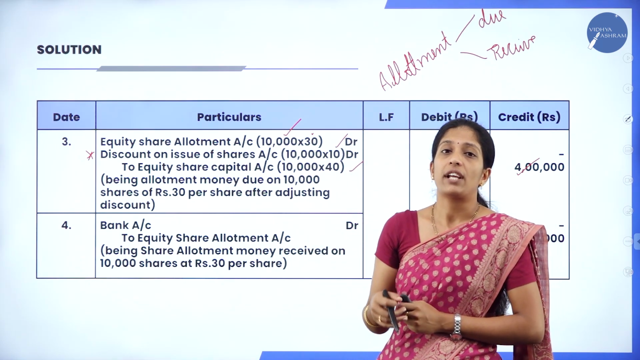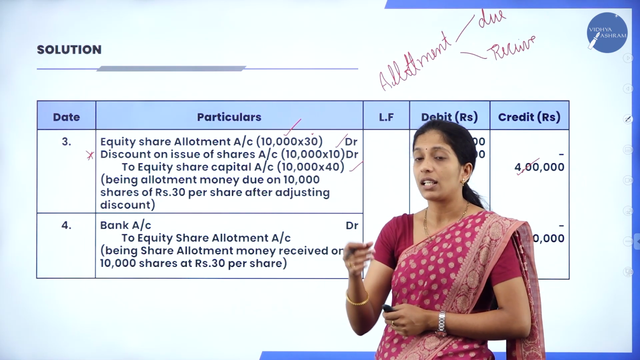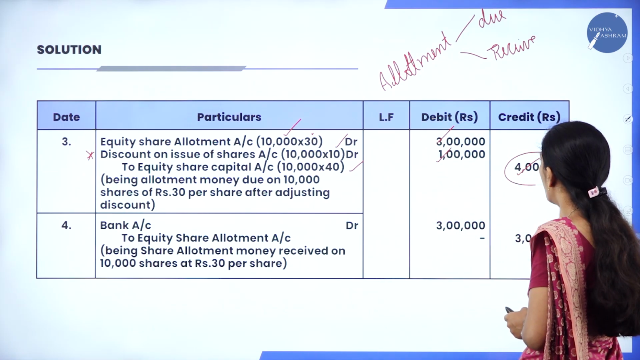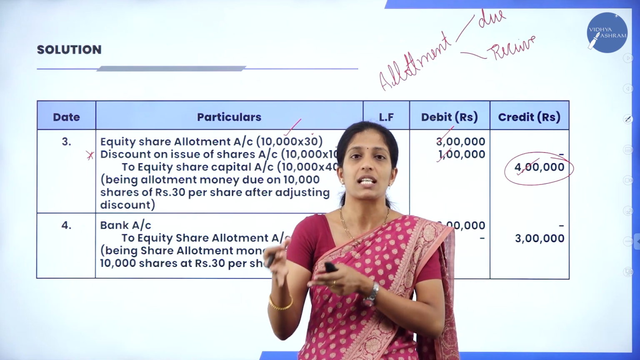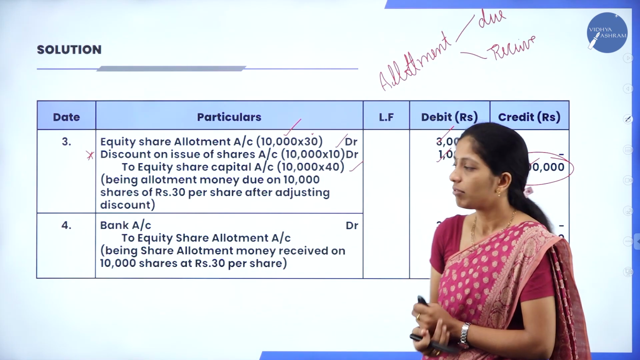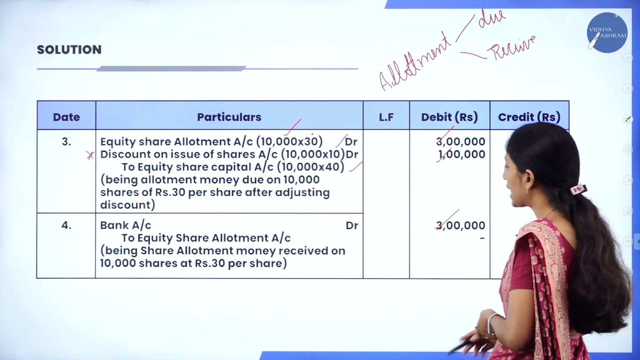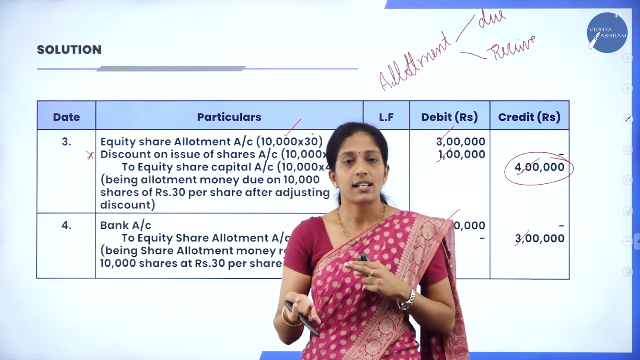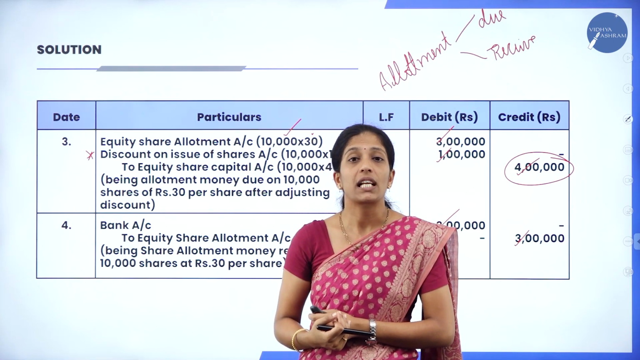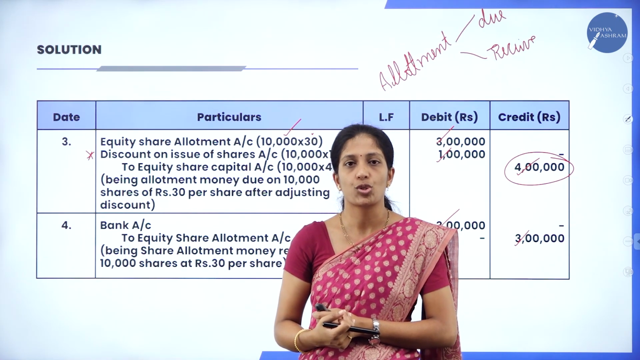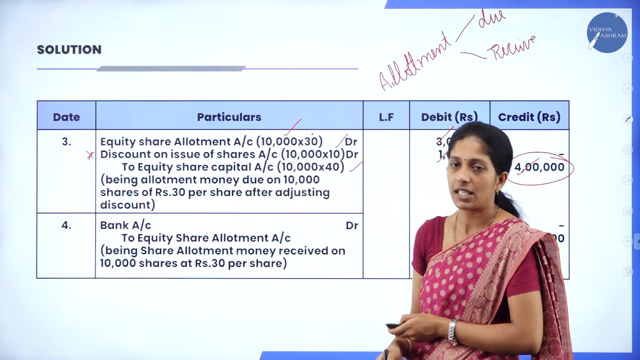Now receiving of allotment money, bank account debit to equity share allotment account. So whether did we receive full 4 lakh? No. We have received how much? 3 lakh because 10 rupees was a discount. So we have received only 3 lakh. So bank account debit to equity share allotment account. So we'll write 3 lakh here because we had given the discount. So how can you write the narration? Being allotment money received on 10,000 shares of ₹30 each. So hope you are clear with the allotment stage.